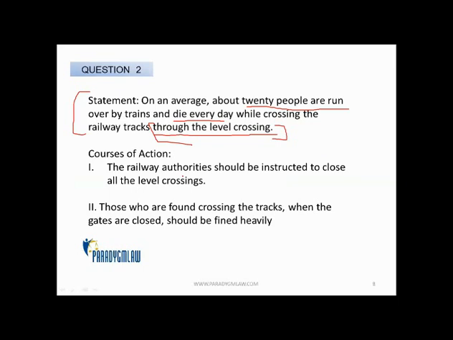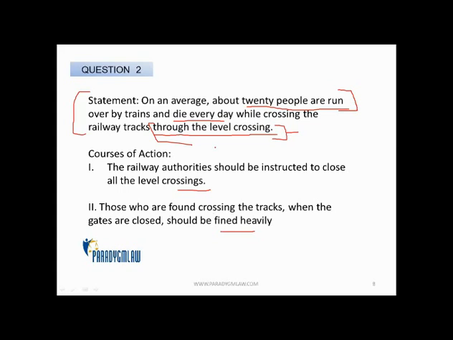So we have 2 courses of action. The railway authorities should be instructed to close all level crossings. Yes. Those who are found crossing the tracks when the gates are closed should be fined heavily, which is also an excellent course of action. Why? Because your problem here is that people are dying every day because they are run over by trains, and that's only because they are crossing the railway tracks through the level crossing.